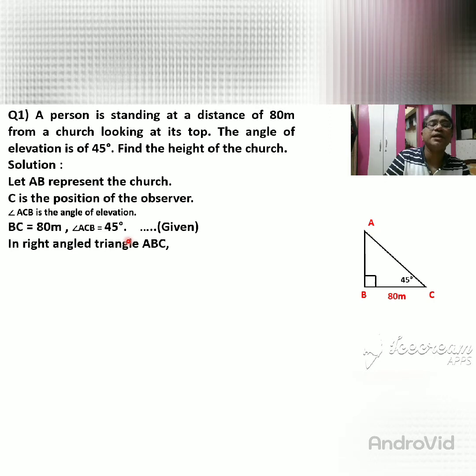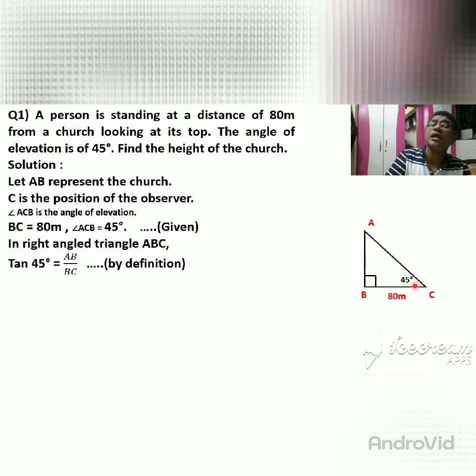In a right angle triangle, all of you remember that when you are using trigonometry to solve problems, you use only a right angle triangle. So ABC is the right angle triangle, and this is the 45 degree angle. So we are using tan theta. What is tan theta? Theta is given as 45.